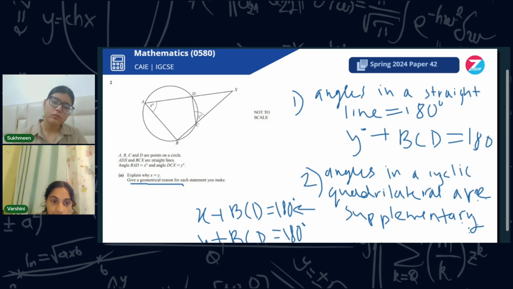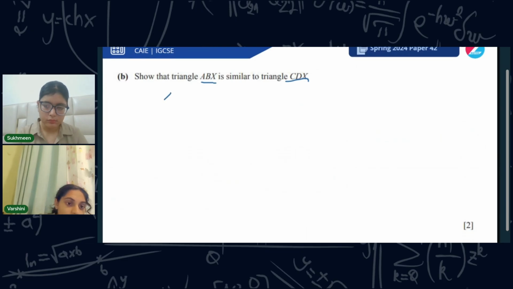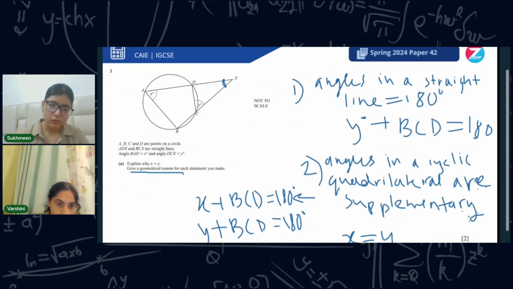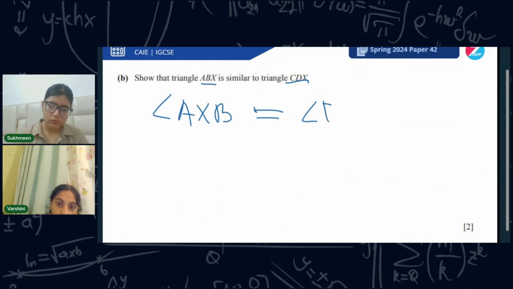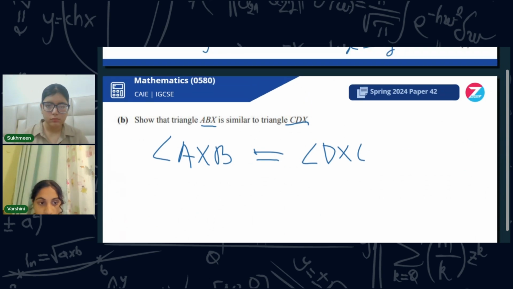So first, we know that this angle is the same because they both share this angle. So we can say angle AXB equals angle DXC, and instead of saying equal, you could also say they both share the same angle. So that's one angle equal.